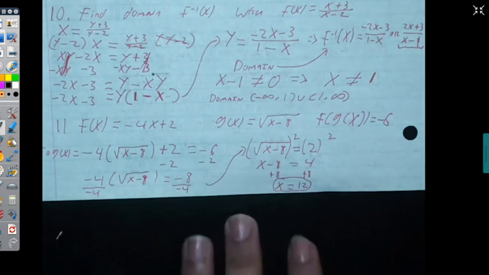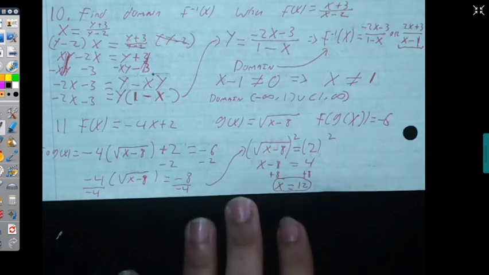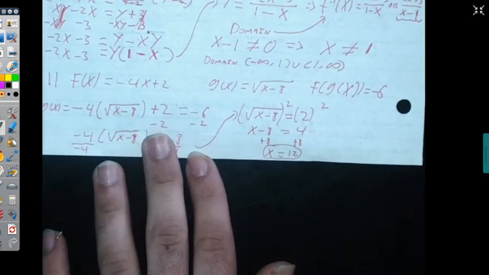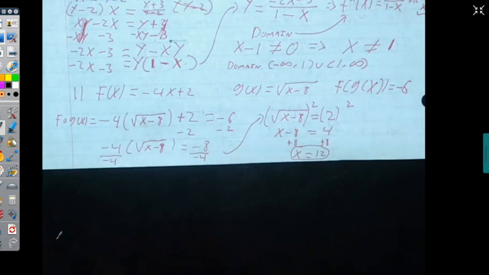Alright, so we just found that domain. Now we're going to work on problem 11, okay? For 11, f of x is equal to negative 4x plus 2. g of x is equal to the square root of x minus 8, and we need to find when f of g of x is equal to negative 6. So g of x is our internal value, so I'm going to start with it first. g of x is the square root of x minus 8.